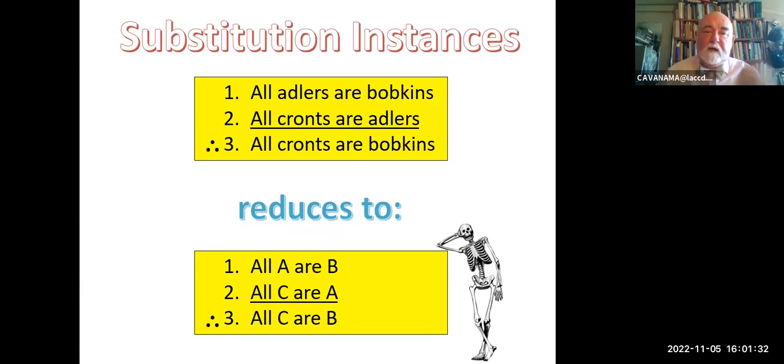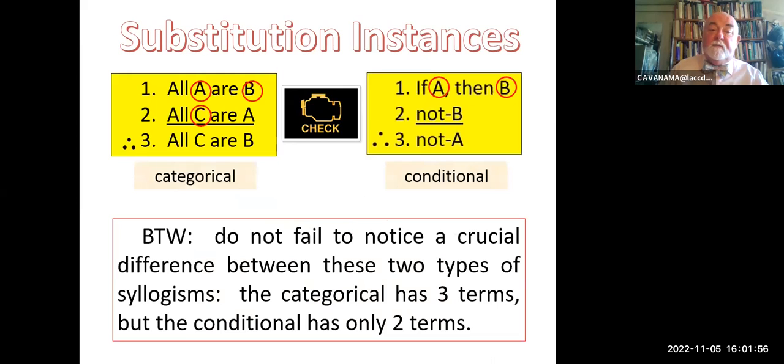So let's start with our Adlers, Bobkins, and Krantz. Here we go, in syllogistic form with the word content: all Adlers are Bobkins, all Krantz are Adlers, all Krantz are Bobkins. Conveniently, we start with A, B, and C, so we're going to make our letters A, B, and C. Let's see how those are the equivalent forms. All A are B: all Adlers are Bobkins. All C are A: all Krantz are Adlers. All C are B: all Krantz are Bobkins.